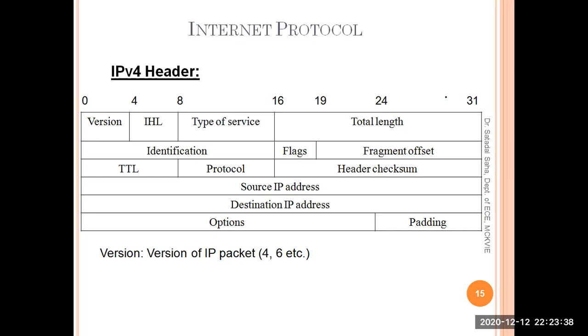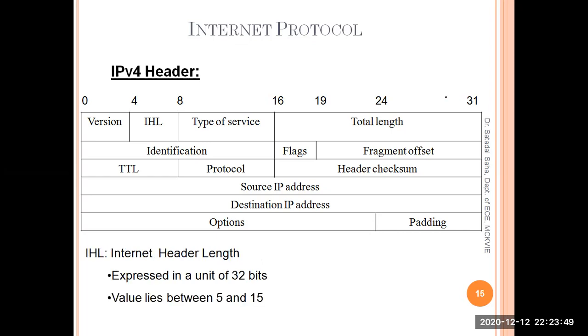So version is the version of this IP packet. In case of IPv4, it will be 4, and in case of IPv6, the version value will be 6. The next field is IHL. IHL stands for Internet Header Length. That is, it is the length of the header itself. It is represented in a unit of 32 bits. So its value lies from 5 to 15.